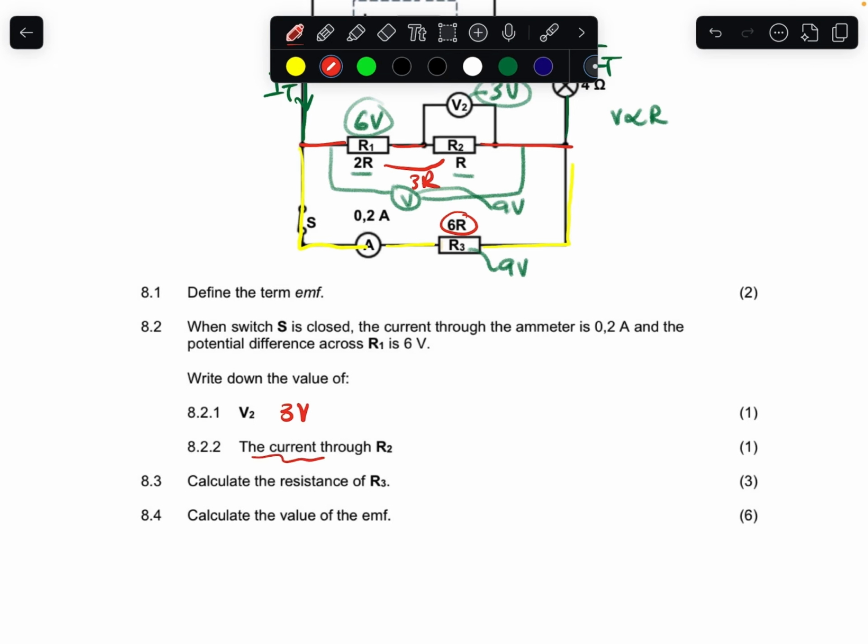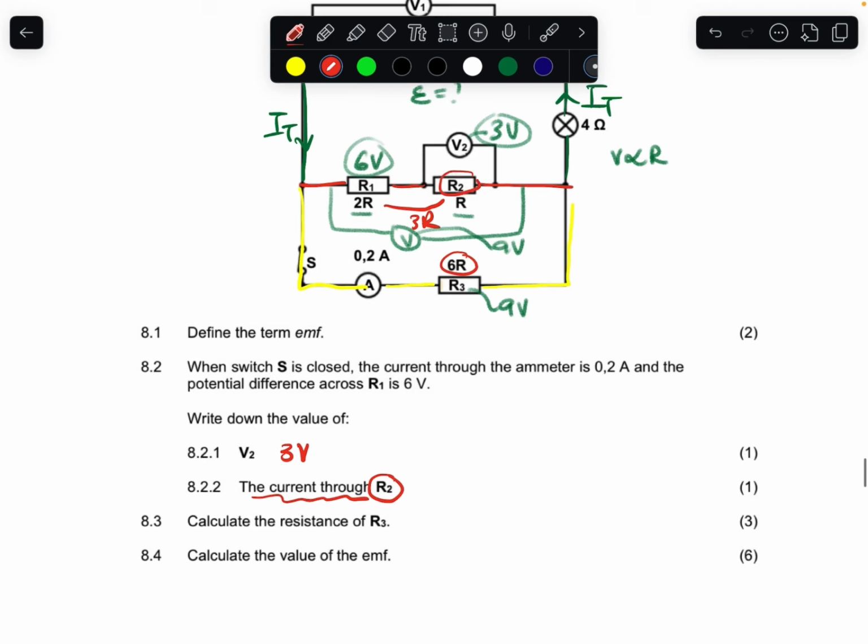And then it says the current through the R2. Where's the R2? The R2 means the current that passes here. I told you that the current here is 0.2, and that the resistance here is half of the resistance here. That means that the current that is going to pass here is double of this one. So it's going to be 0.4 amperes.